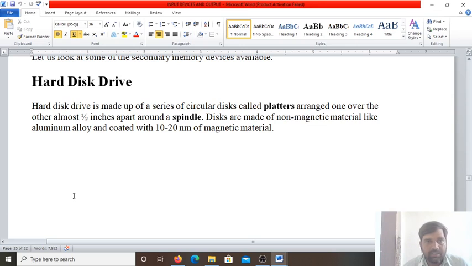So students, before the summer vacation we have learned about the input devices and output devices and some storage devices also. In continuation of that, today I will discuss the hard disk and the CD, DVD, Blu-ray, and flash drive and memory stick.